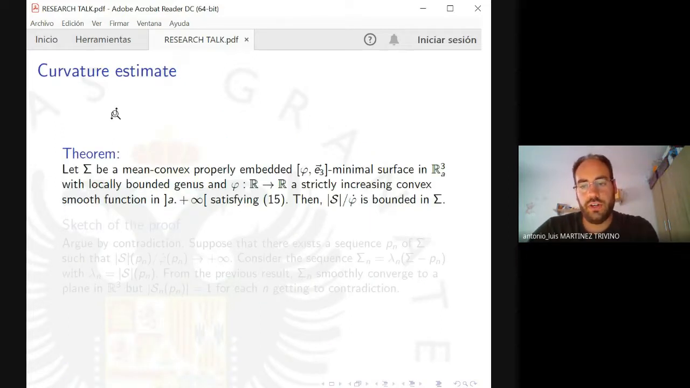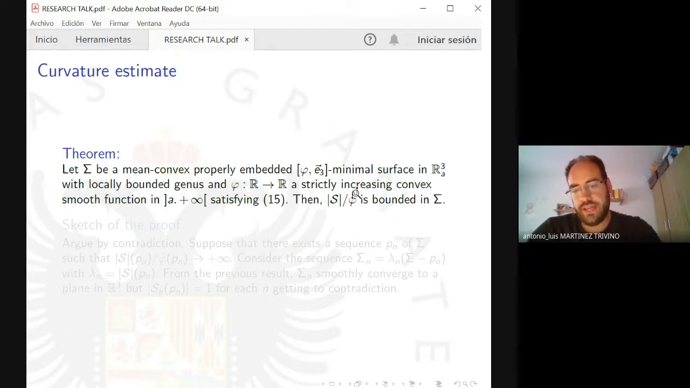Okay, so as a consequence, we obtain the following theorem. It is our second result. Let sigma be a mean convex properly embedded phi-minimal surface in R3 with locally bounded genus, and phi satisfying the previous condition. Okay, then this theorem assures us that this quotient is bounded in sigma.